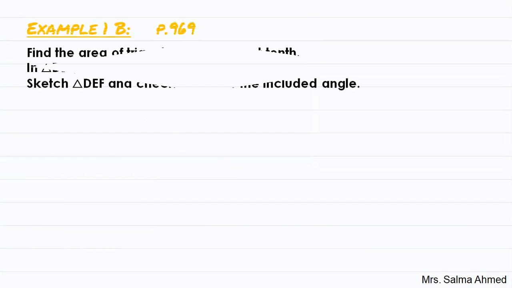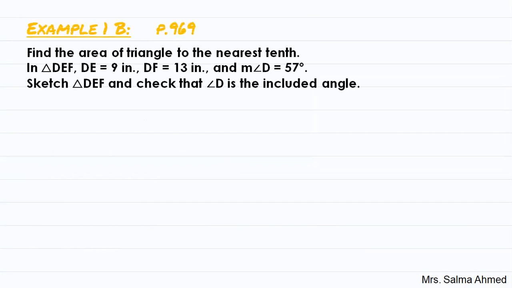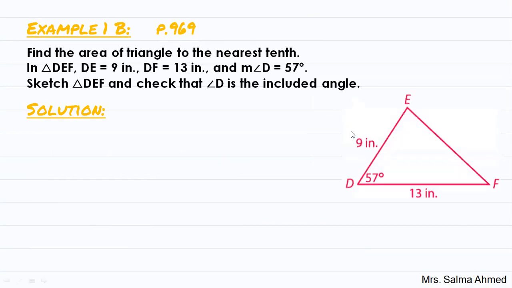Another example. Find the area of triangle to the nearest tenth. In triangle DEF, DE equals 9 inch and DF equals 13 inch. And the measure of angle D equals 57 degrees. Sketch the triangle DEF and check that angle D is the included angle or not. So we have to sketch it and draw it. Here we are, we have DE and it is 9, and we have DF, which is 13, so they are common in the same point, which is this vertex. It will be the included angle.